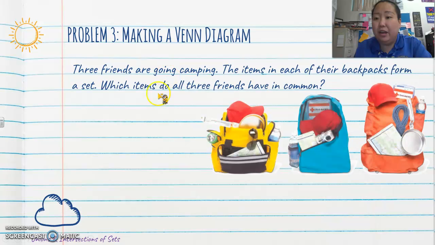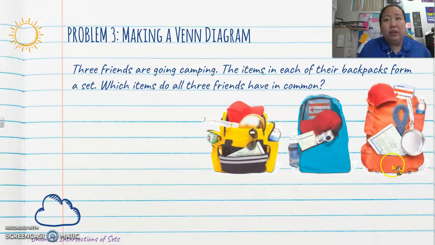When we talk about sets, another way of showing intersection and union is by the use of a Venn diagram. I'm pretty sure you've seen some Venn diagrams already from middle school. That's where you have circles overlapping each other to represent the elements for each of those sets. As you can see here, we have three friends who are going camping. They have different colors of bags. The items in each backpack form a set. Which items do all three friends have in common?